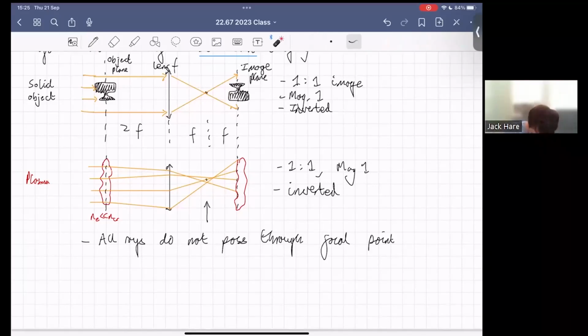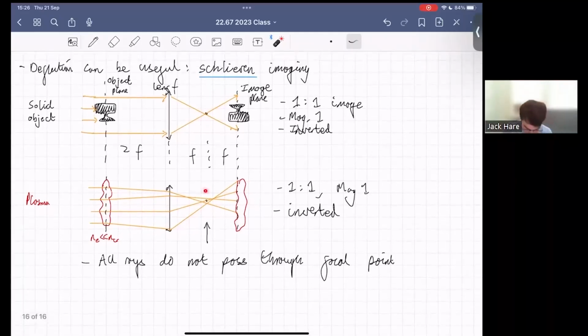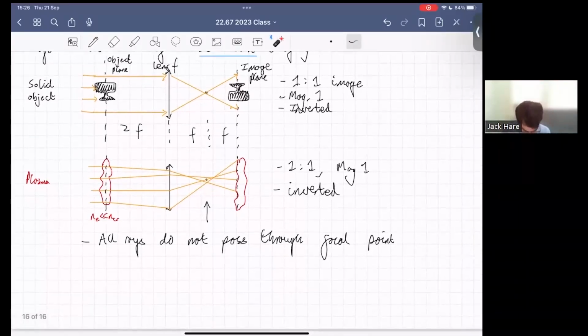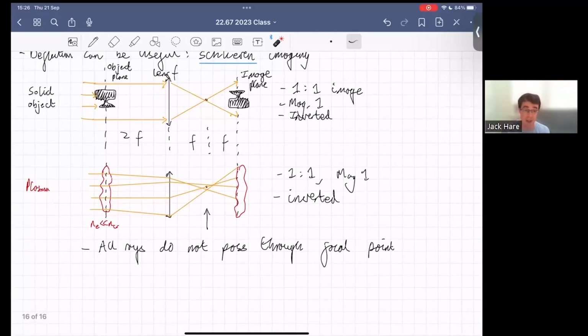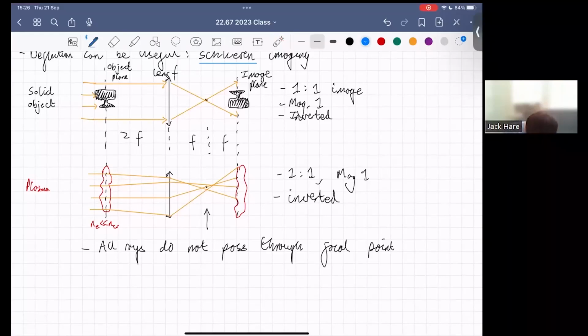Now you saw in the case where we did the imaging that all the rays did indeed still pass through the focal point, but here some of them have gone above and some of them have gone below. And in fact, the distance they've gone above and the distance they've gone below is directly proportional to the angle with which they exited the plasma here. And so we can learn something about the angle they exited the plasma by placing a filter at this focal plane. And this filter maybe looks a little bit like this.